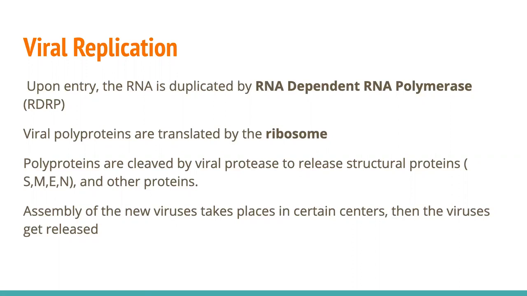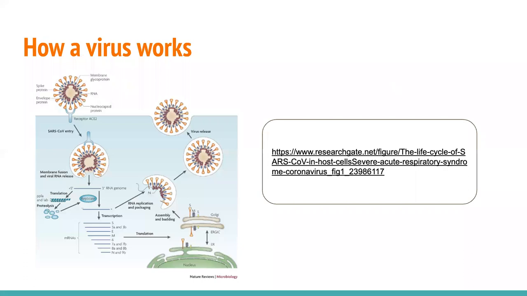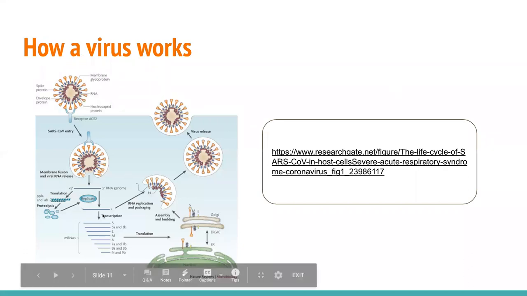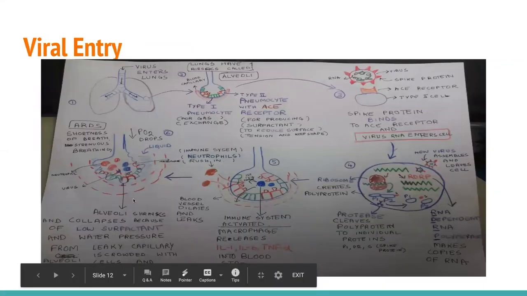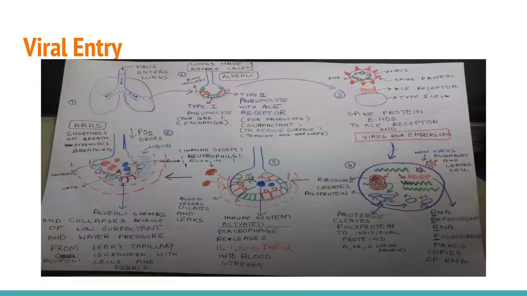So what happens is the virus makes this long protein and cuts it into parts. Again, it uses some of the cell's machinery and some of its own proteins to cut it. Then it assembles the parts in certain centers called assembly centers, and then all these viruses get released. This is pretty much the same diagram that I had shown, and these are the diagrams I had sent out, so I wanted to show it here too.